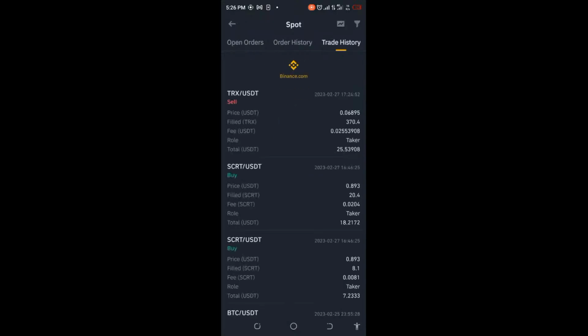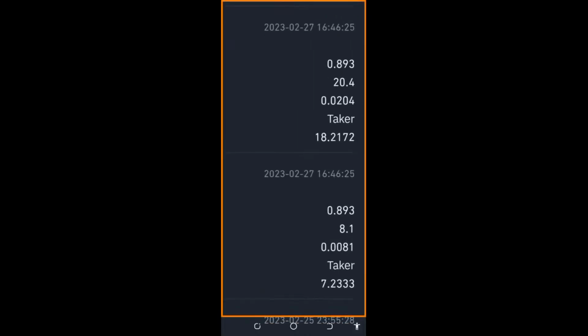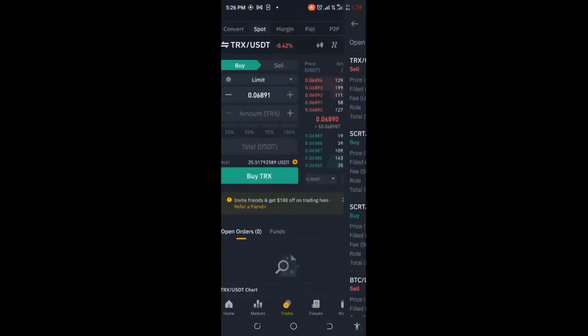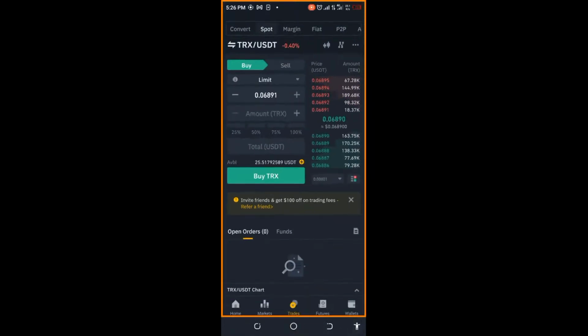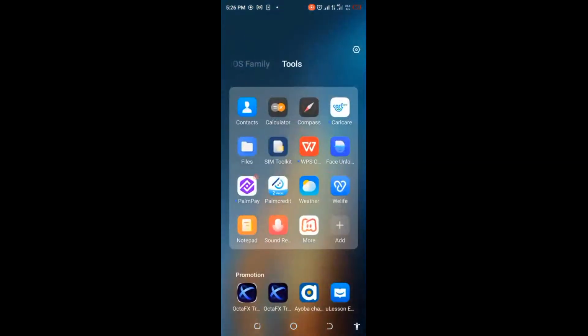So the trade history, it bought in two parts, okay? We have 18.2 and we have 7.2. So that means if you add everything together, that's like 25.44, something in that range. So now let's go and see. We have 25.51. Okay, let's go and see what that's giving us. It isn't too much of a profit, but imagine you had $200 to do this, or $500, or even $100, you would have made a lot of money.